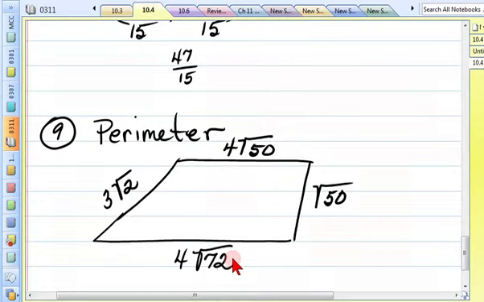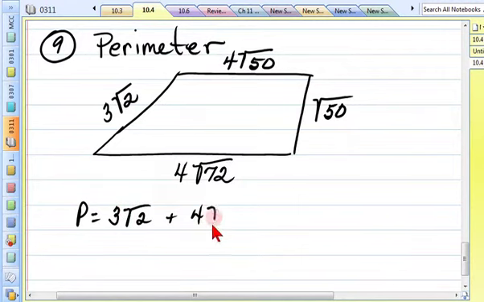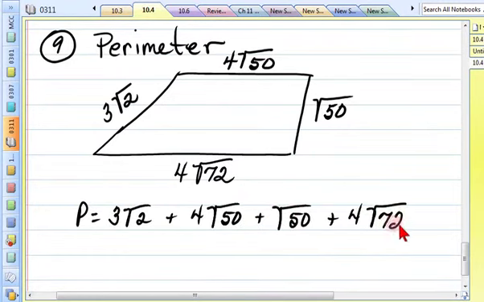Those are all inches. How do you find the perimeter of a polygon, any kind of shape? Add all the sides. So the perimeter is going to be, and you can start anywhere you want, 3 times the square root of 2 plus 4 times the square root of 50 plus the square root of 50 plus 4 times the square root of 72.